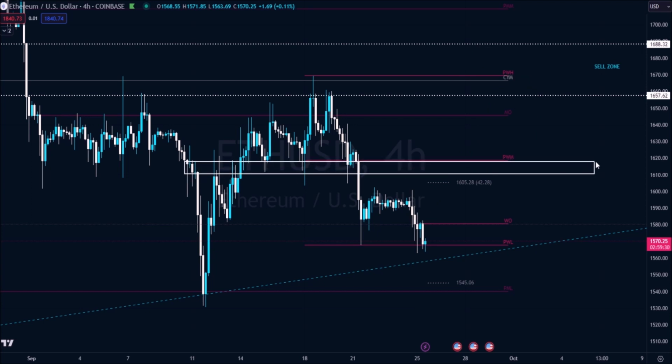If we just take that, you can see the structure there for the lower time frames: support, support, support, resistance, resistance, resistance. That could be a nice base for a day trade back down to the previous weekly lows.